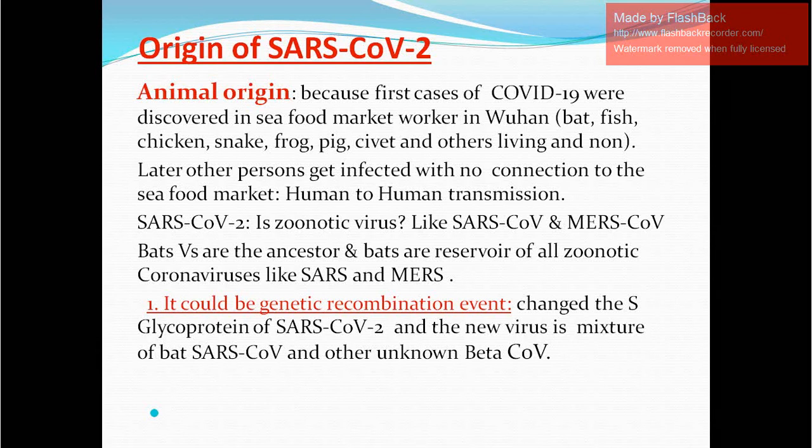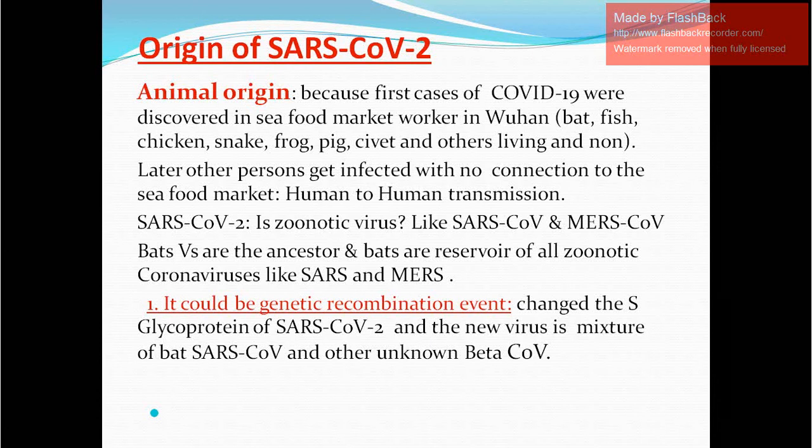Later on, cases were discovered in persons who had no connection to the seafood market, and this indicates human to human transmission. SARS-CoV-2 is a zoonotic virus like SARS and like MERS. Bat viruses are the ancestor, and bats are a reservoir of all zoonotic coronaviruses like SARS and MERS.